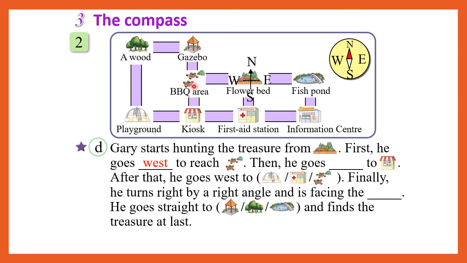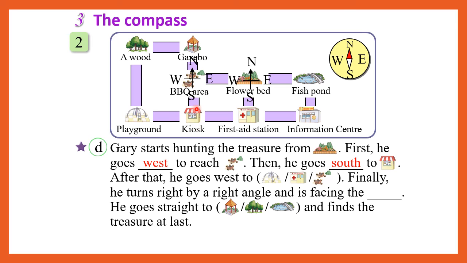After Gary reaches the BBQ area, you also have to draw the direction board on the BBQ area. And then which direction does he go to the kiosk? From the BBQ area to the kiosk, it should be south. So he goes south to the kiosk.